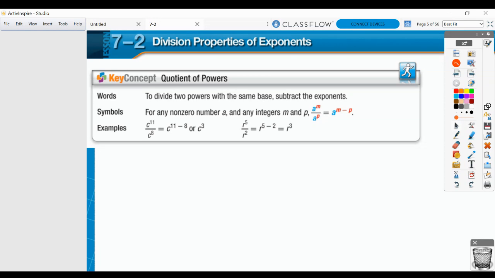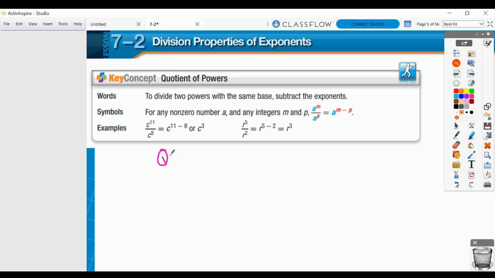Okay, this is the first video for section 7.2. We are going to be looking at two different properties in this section. So the first property is a quotient of powers, and a quotient is the answer to a division problem.